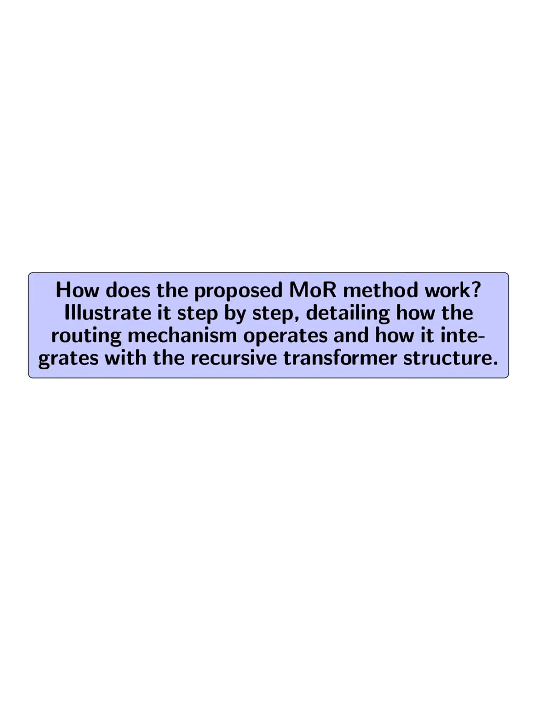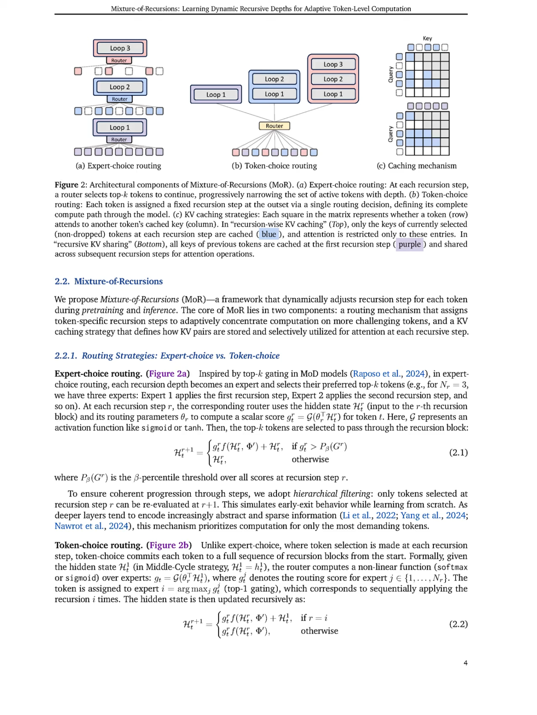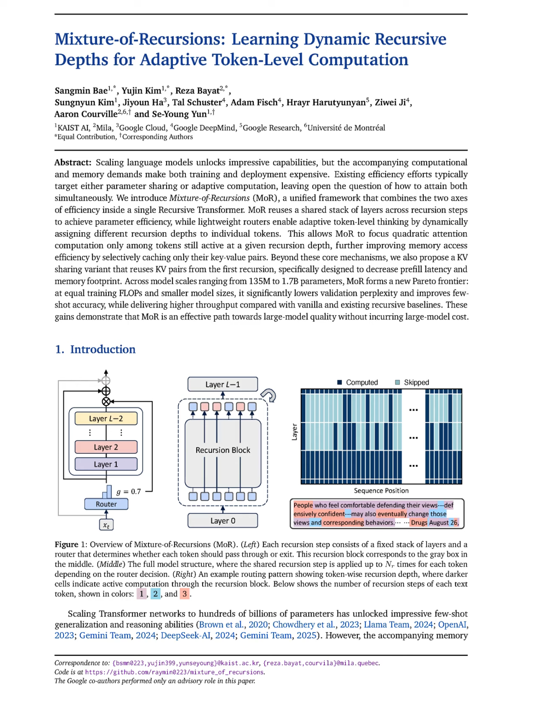How does the proposed MoR method work? Illustrate it step by step, detailing how the routing mechanism operates and how it integrates with the recursive transformer structure. The mixture-of-recursions method operates by dynamically adjusting the recursion depth for each token during both pre-training and inference, leveraging a routing mechanism that assigns token-specific recursion steps. This routing mechanism consists of two strategies: expert choice routing and token choice routing.